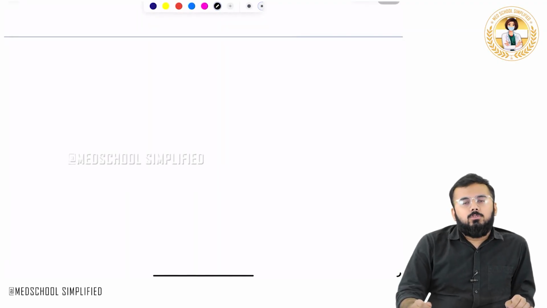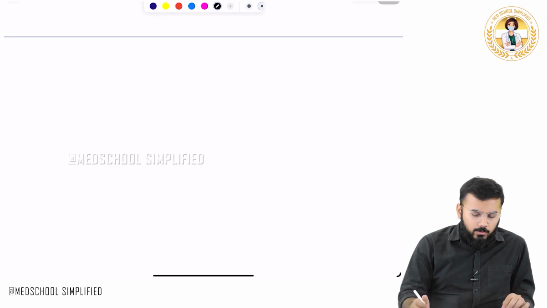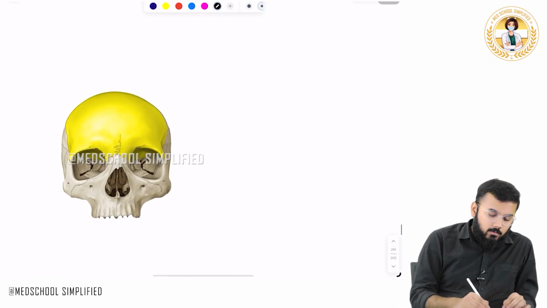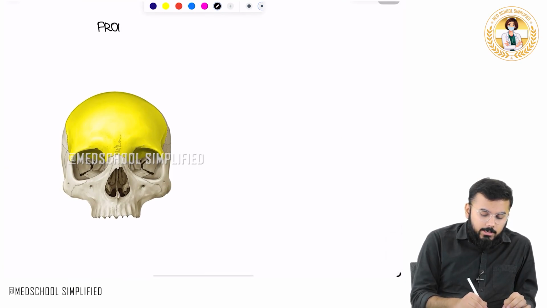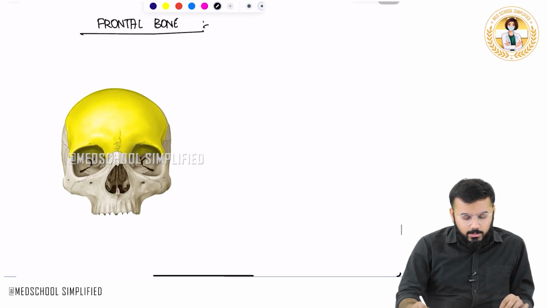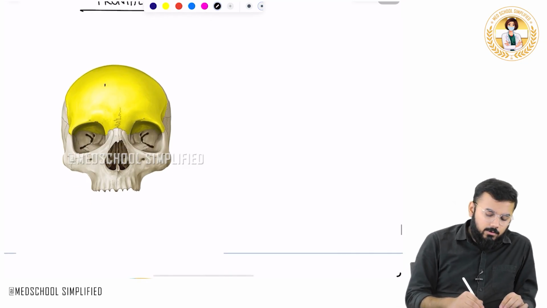Hello guys. So now we shall be discussing the anatomy of the frontal bone. In this picture over here, whatever bone you are able to see right now is your frontal bone. This picture is called your frontal bone, right? This frontal bone, whatever you can see, is from the anterior view.